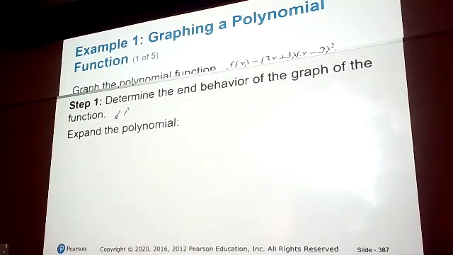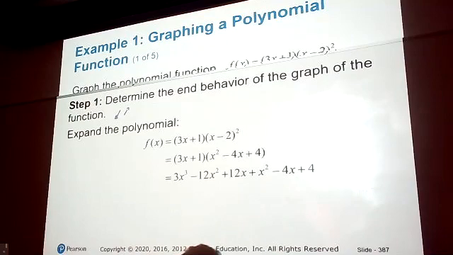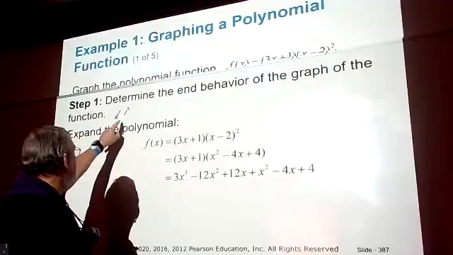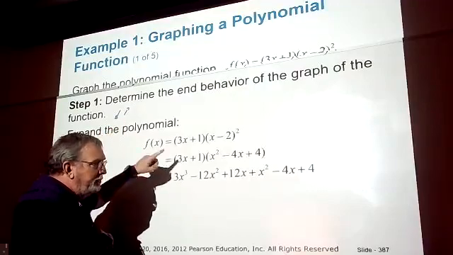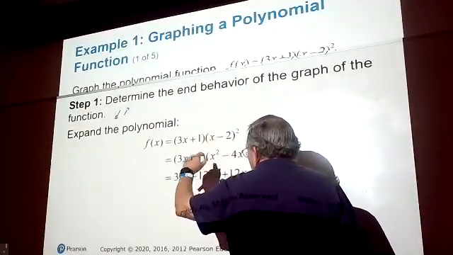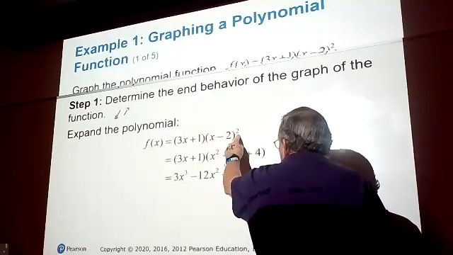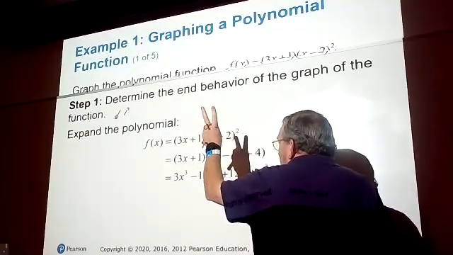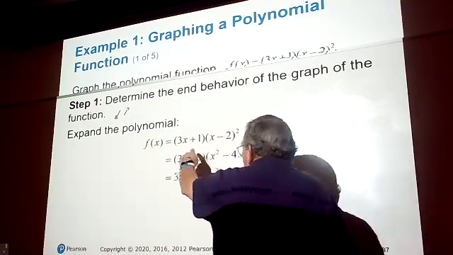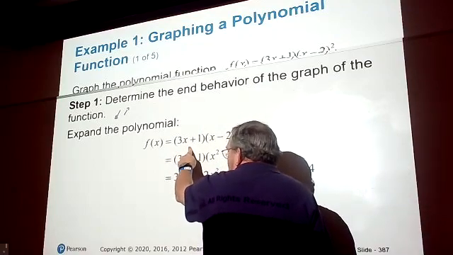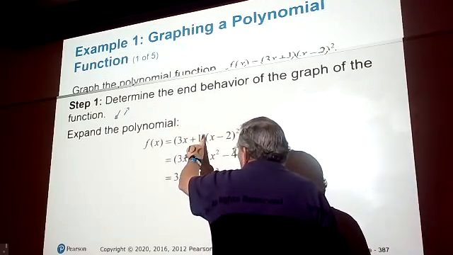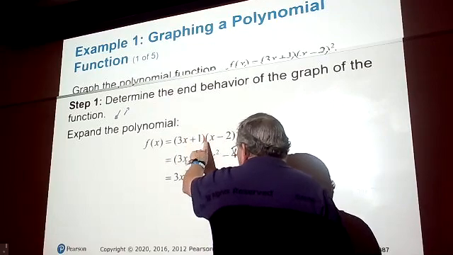All right. So what they do is they expand the polynomial and they get this nice little thing here. And this 3x to the third tells us what's happening here. The +4 here is the y-intercept. Setting each of these equal to 0 gives us the x-intercepts. Realizing that this one has a multiplicity of 2, which means it only touches at x equal to 2. Where here it's going to pass through x equal to negative 1/3, because that has a multiplicity of 1, which is odd.